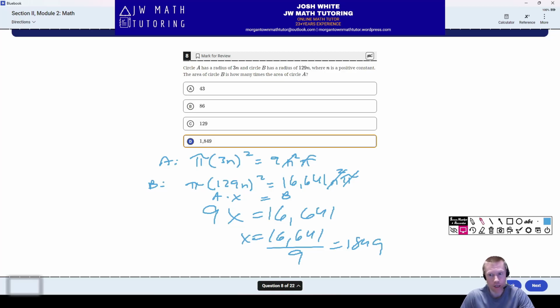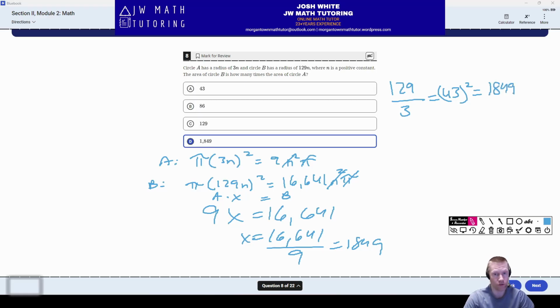But really, the theoretical way to do this, or I guess you could say the shorter way, is: the radius of B, which is 129, is how many times the radius of A? Well, 129 divided by 3 comes out to 43. So the radius of B is 43 times greater, but the area is a function of the radius squared. So 43 squared is how many times the area of B will be greater than the area of A. And again, 43 squared is just 1849.